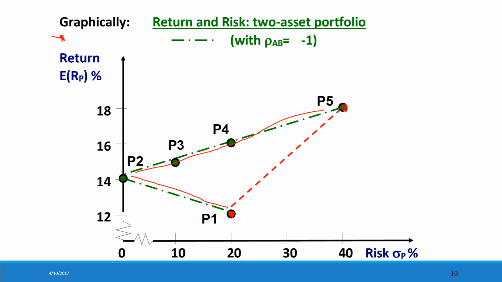So with P1, we once again have a 100% asset A weighting and a 0% weighting for asset B. So P1 reflects the risk and return of asset A. P5 has 0% weighting to A, but 100% weighting to B. So P5 reflects the risk and return of asset B.